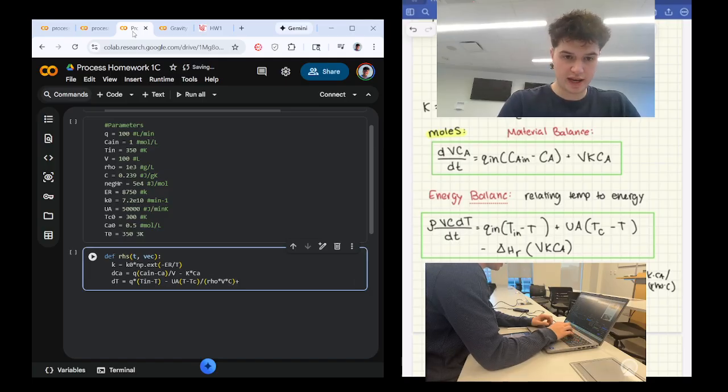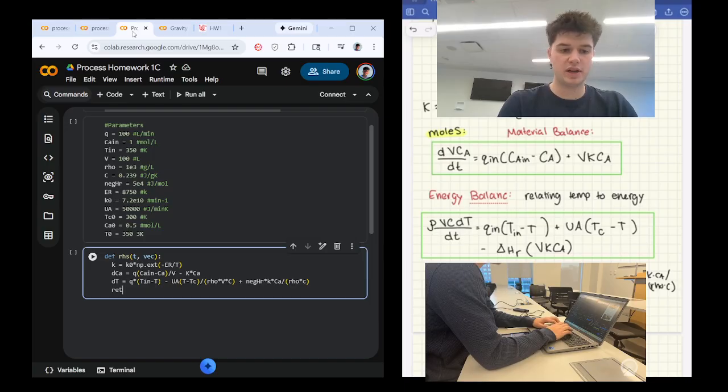From here, we will add, let's space this out, negative heat of reaction times K value. Is this capital K? Did I make this K? No. Times CA, which will then be divided by rho times C. And then we still need to return our values, and the values that we need returned are dCA and dT. All right.